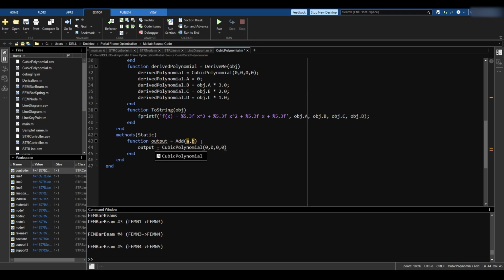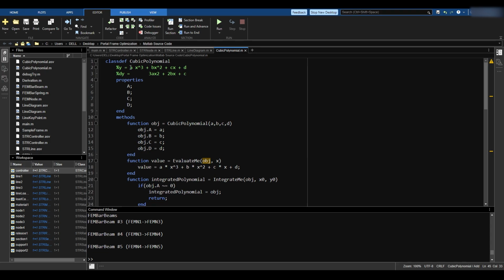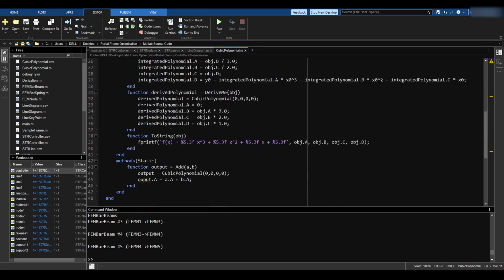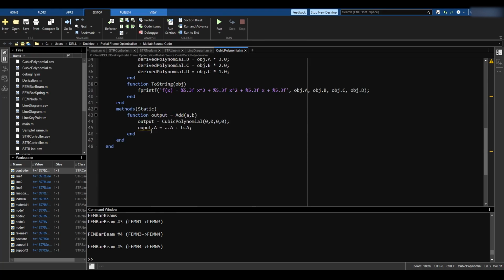Let's give it zeros as an initialization first, and then output. I know you could be more abstract and initialize those here, but I'm kind of lazy. Output.a equals a.a plus b.a. Look, if I have two polynomials, then I'm going to add the a of the first polynomial with the a of the second polynomial when I add them together. So output a equals the first polynomial. Maybe I should say P1 and P2, as in polynomial 1 and polynomial 2, to make it look better.